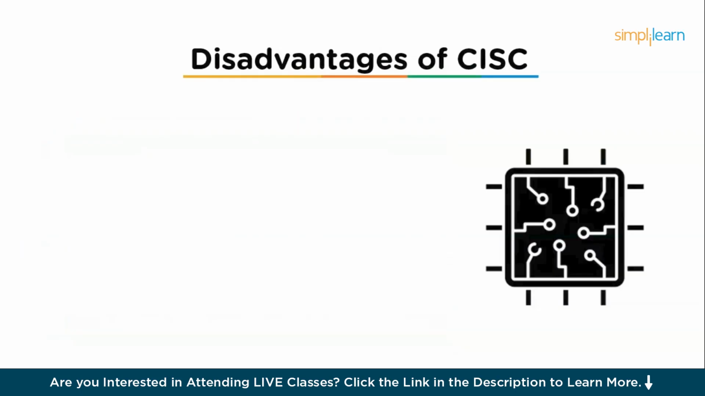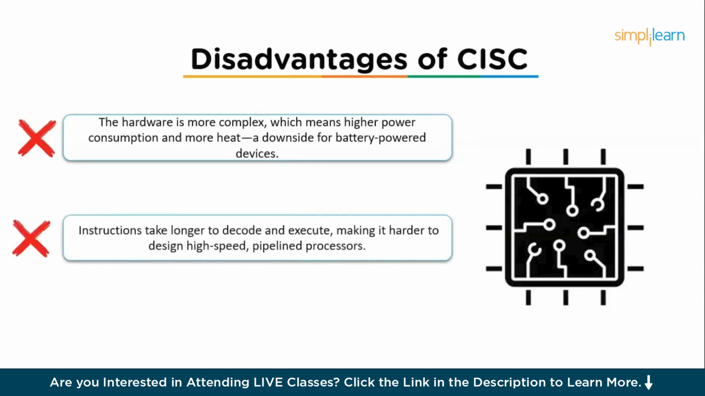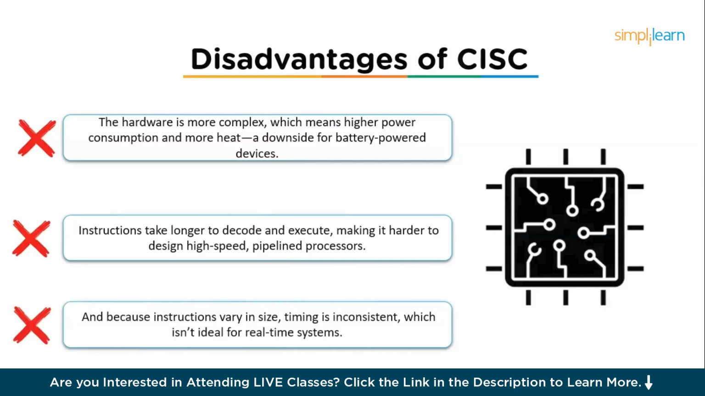Then let's understand the disadvantages of CISC. It's not perfect. The hardware is more complex, which means higher power consumption and more heat, a downside for battery-powered devices. Instructions take longer to decode and execute, making it harder to design high-speed pipelined processors. Because instructions vary in size, timing is inconsistent, which is not ideal for real-time systems.